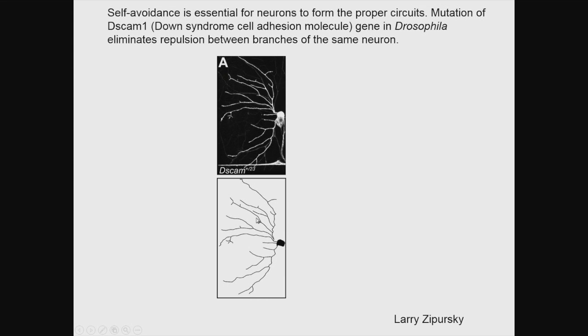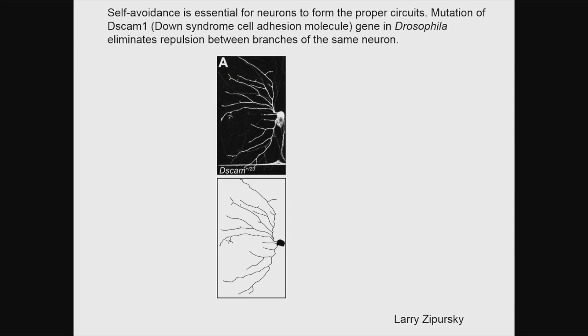And self-avoidance is the property of neurons of not touching themselves. So you see these neurites, these dendrites, they never cross each other. Each neuron knows that it must not contact itself. There are 100 billion neurons in the human brain, and each one has like a license plate, like a tag, so that it will never be recognized by the others.